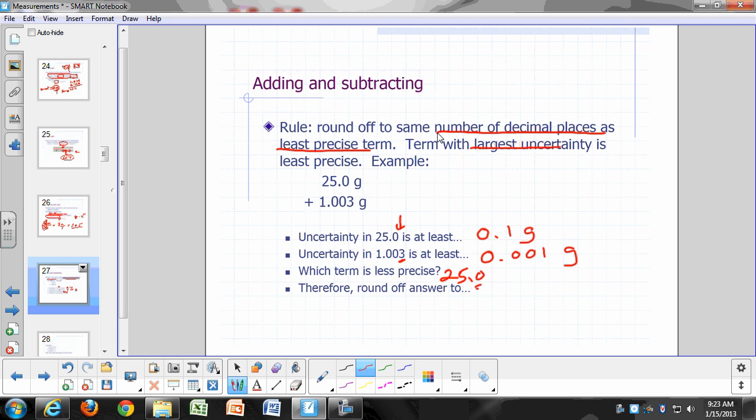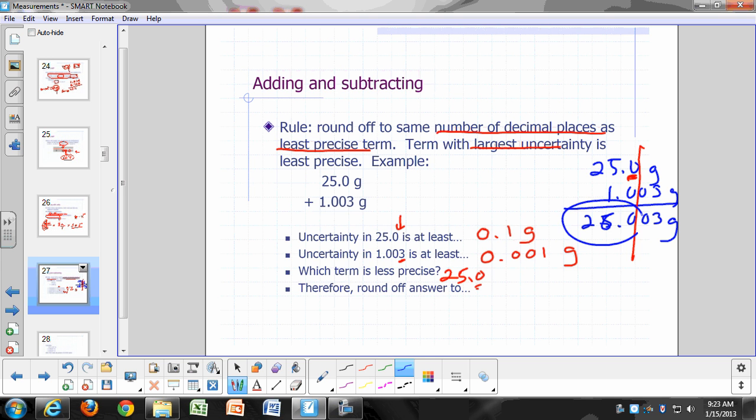So if we were to do this, 25.0 grams plus 1.003 grams is 26.003 grams. The last decimal place of 25.0 determines how far you round off your answer. So the answer should be reported as 26.0 grams.